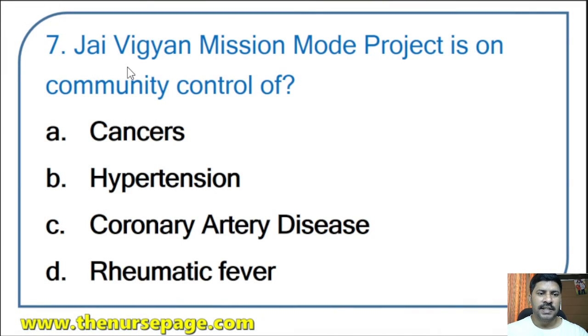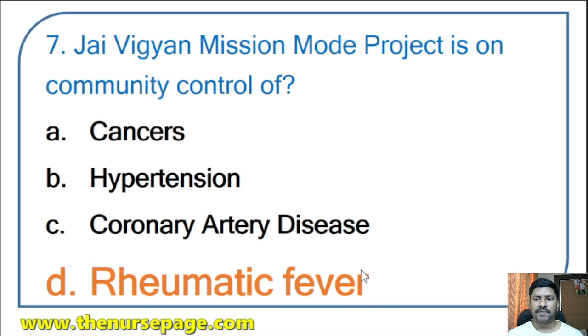Next question. The JIPMER Mission Mode project is on community control of: cancers, hypertension, coronary artery disease, or rheumatic fever. Correct answer is rheumatic fever. The JIPMER Mission Mode project is on community control of rheumatic fever. That is a project introduced by the Government of India.